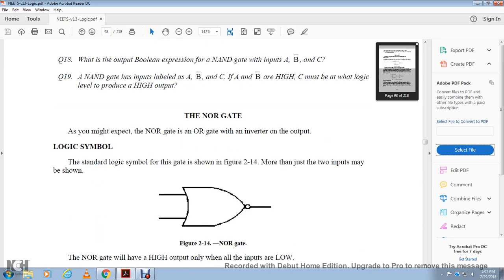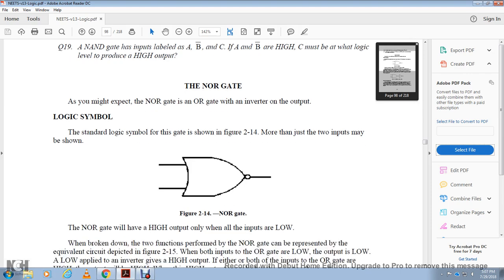All right, the NOR gate. As you might expect, the NOR gate is an OR gate with an inverter on the output. The standard logic symbol for the gate is shown in figure 214. Most of these, two inputs may be shown. You have your OR gate with the inverter. The NOR gate will have a high output only when the inputs are low.